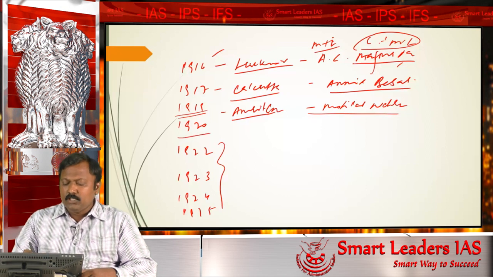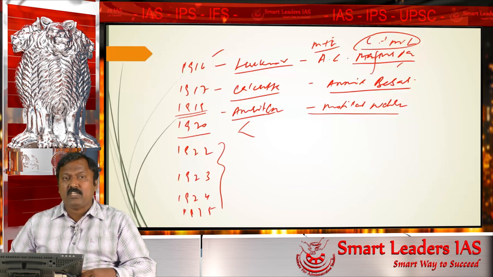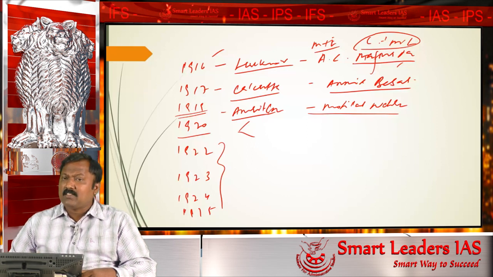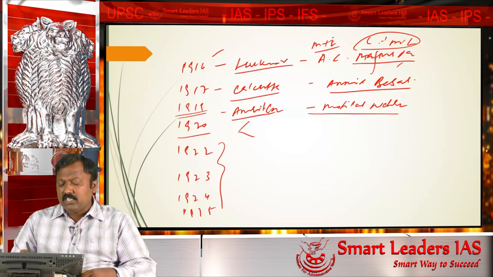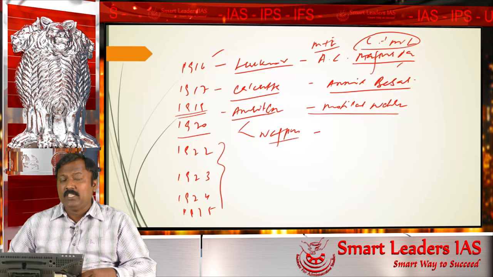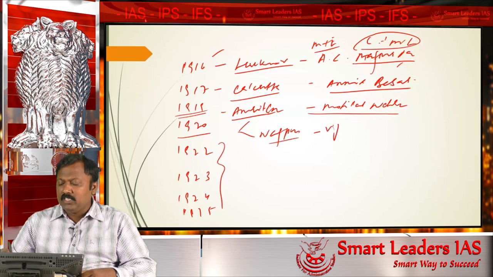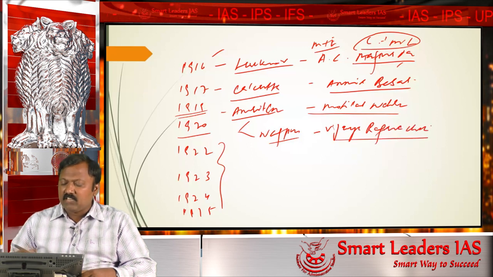Next, in 1920 sessions were held actually. From 1920, sometimes 2 sessions were held. One is a special session, another is an annual session. Here in 1920 the annual session was held in a place which is called Nagpur, and the president happens to be a Tamilian whose name is Vijaya Raghava Chari.